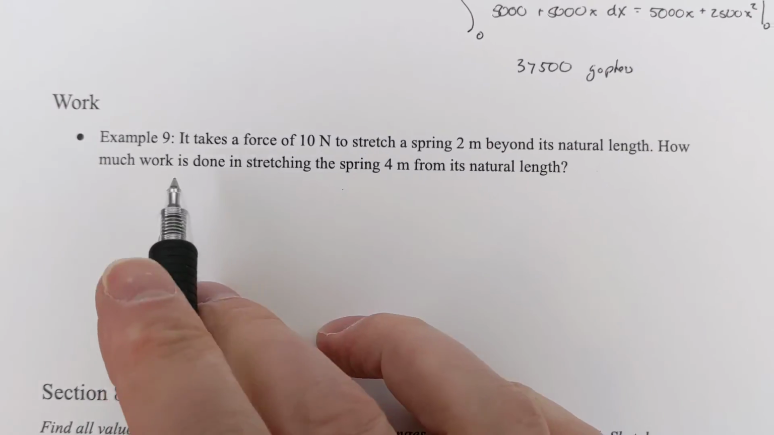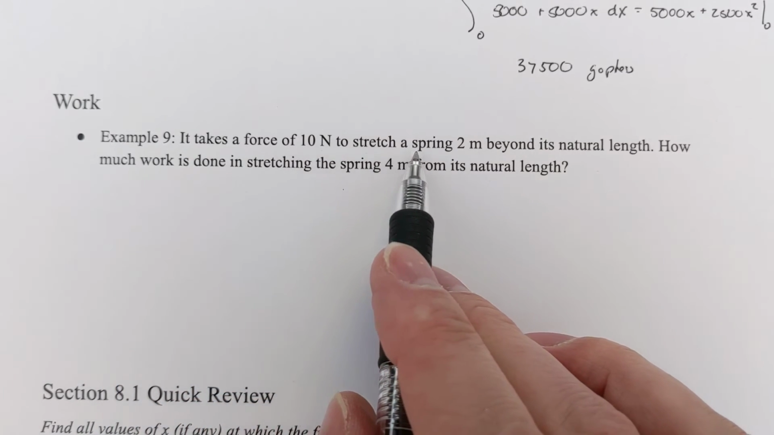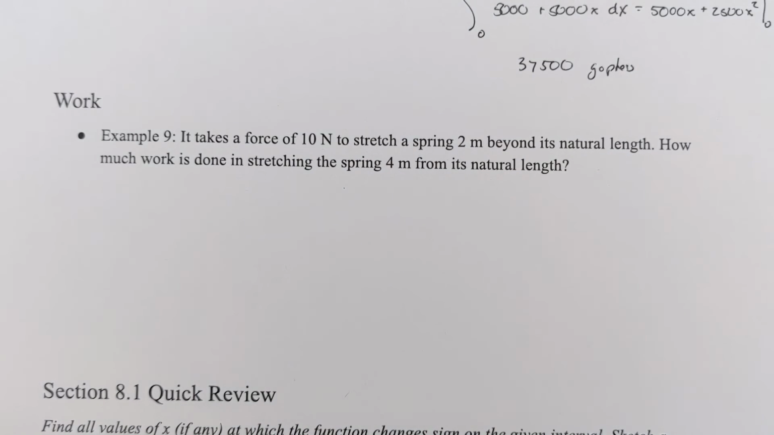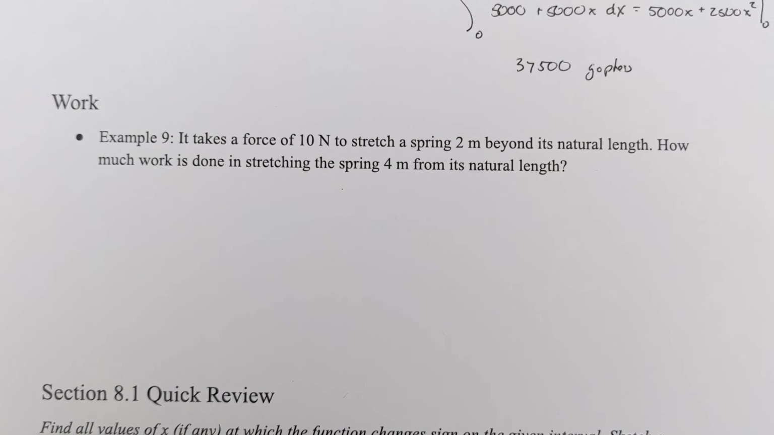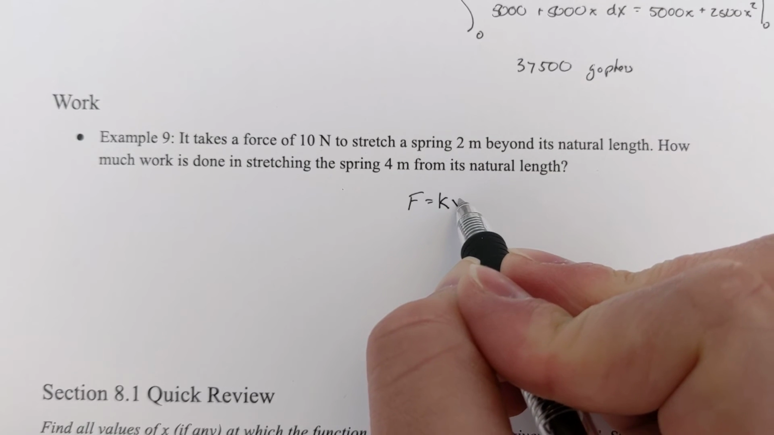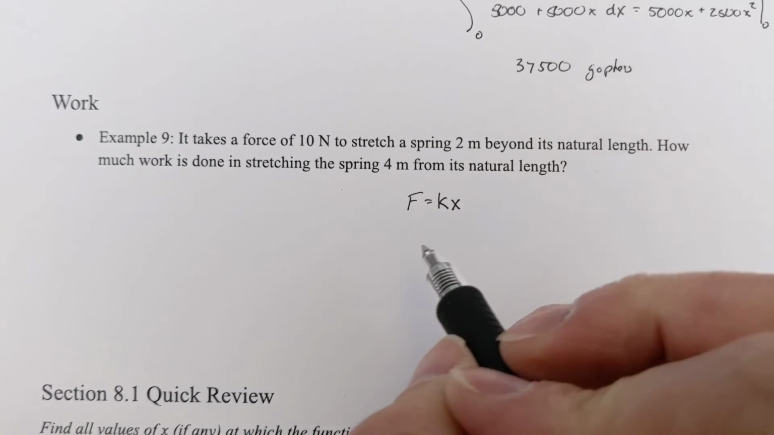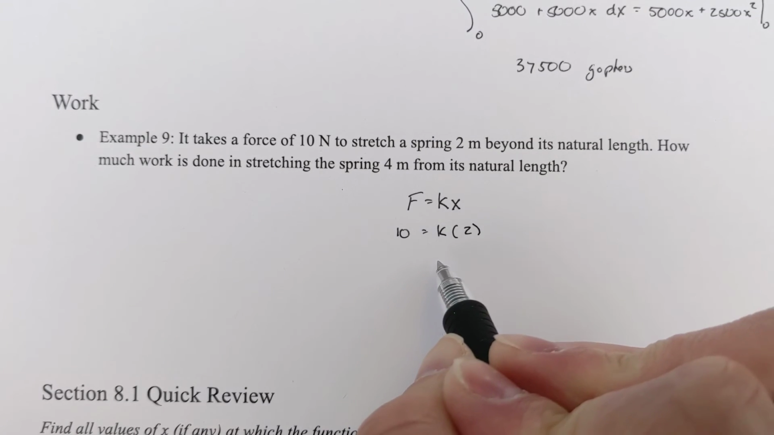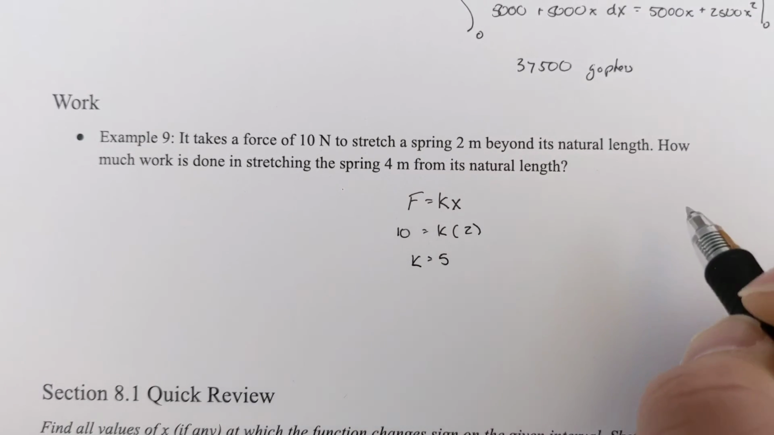All right, example 9. It takes a force of 10 newtons to stretch a spring 2 meters beyond its natural length. How much work is done in stretching it 4 meters from its natural length? So this uses Hooke's law, which is given by F equals kx. It takes a force of 10 newtons to stretch the spring, so we're going to have to solve for k. So the spring constant is 5.